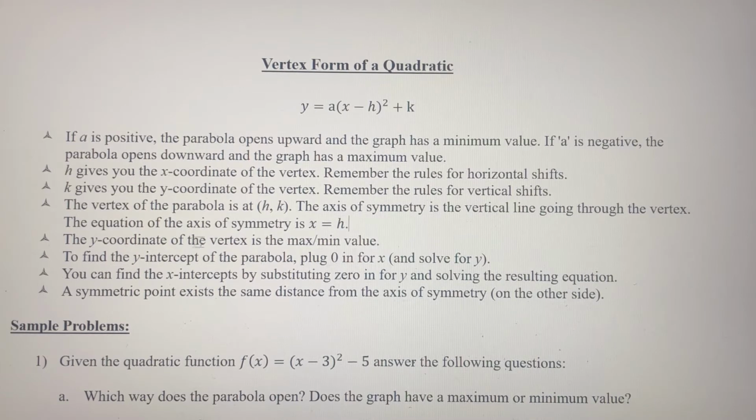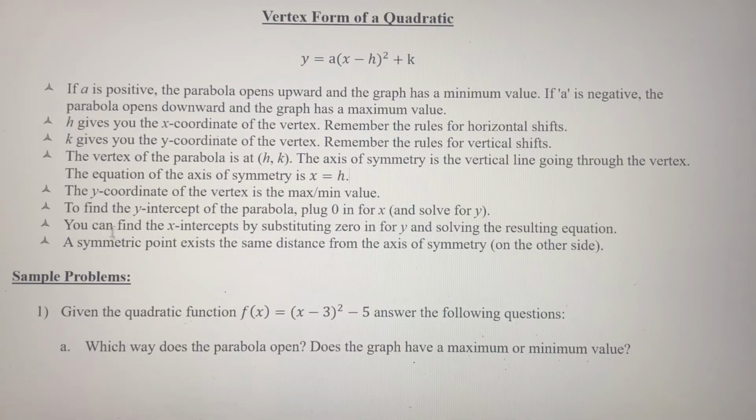The y-coordinate of the vertex is always going to be the maximum or minimum value, depending on how the parabola opens, okay? And then you can always find the intercepts. You know how to do that. Substitute 0 in for x to find the y-intercepts. Substitute 0 in for y to find the x-intercepts, okay? Y-intercepts are generally going to be easier to find. The y-intercept, singular, is going to be easier to find than the x-intercepts, if they have any, okay? And then we can use symmetry to help us graph, okay?